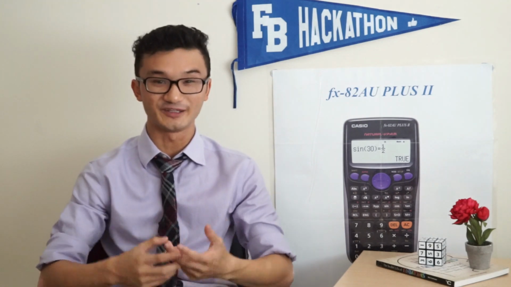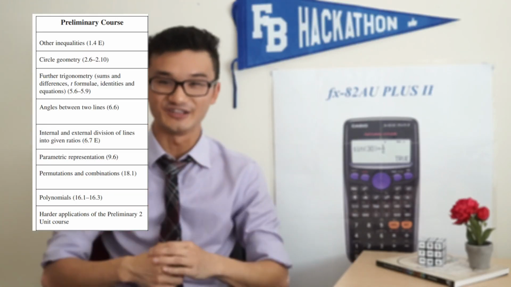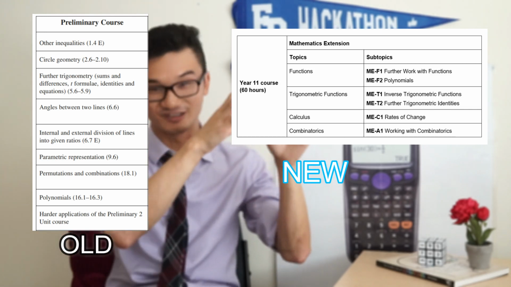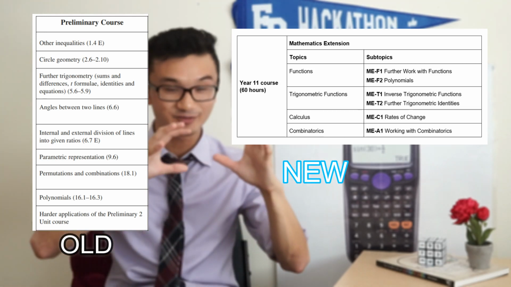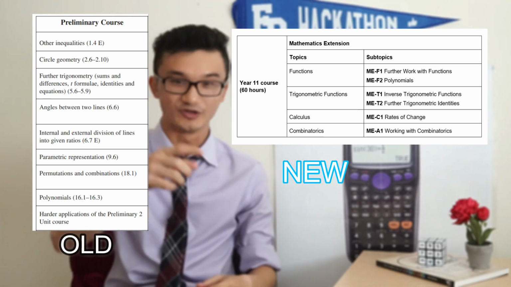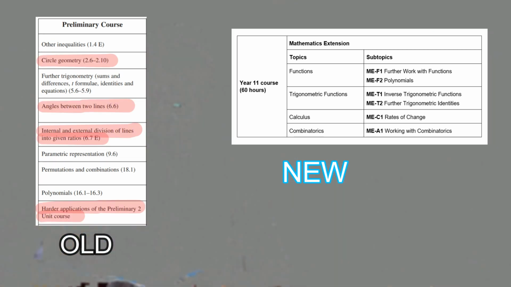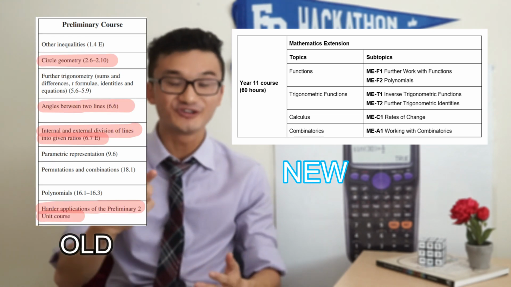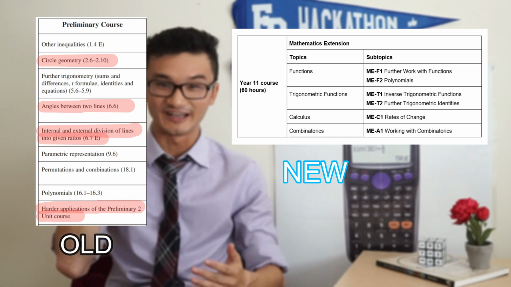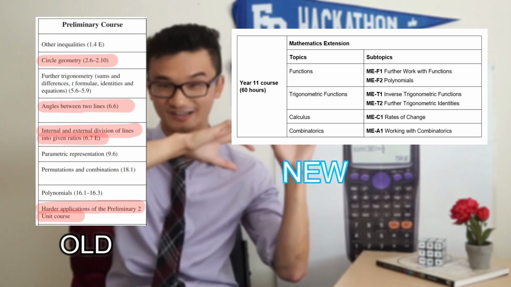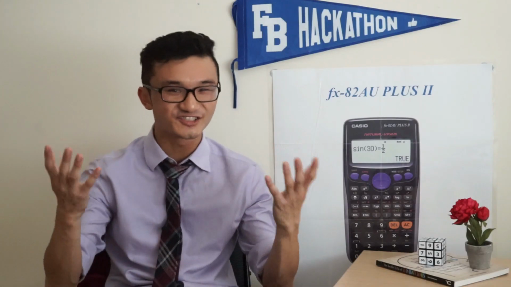Again, let's just compare the old Year 11 Extension course and the new one as well. You can see it looks a lot more slim for the new course. That's because they've taken a lot of those topics out. So what have they taken out? Circular geometry, angles between 2 lines, internal and external division of lines, and harder 2 unit. These are all topics that are gone. See you later. So what's in to replace it?